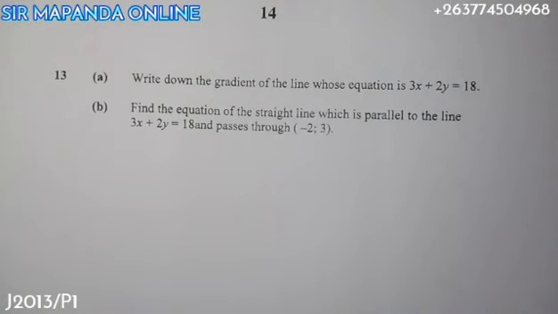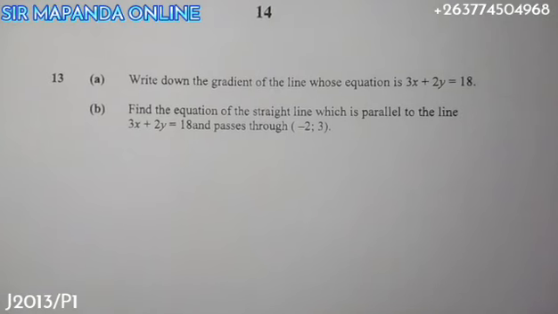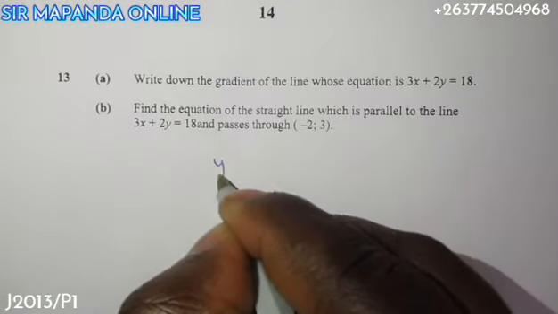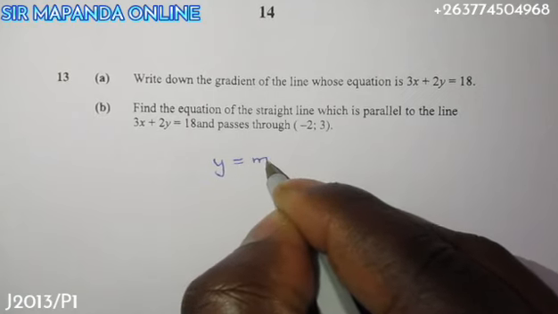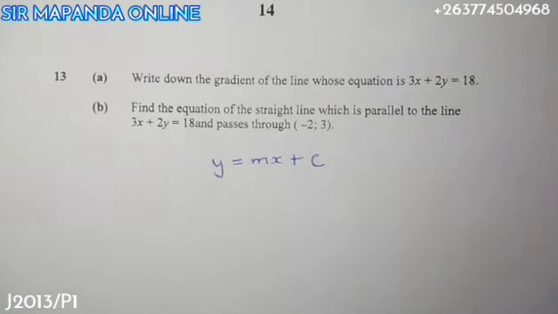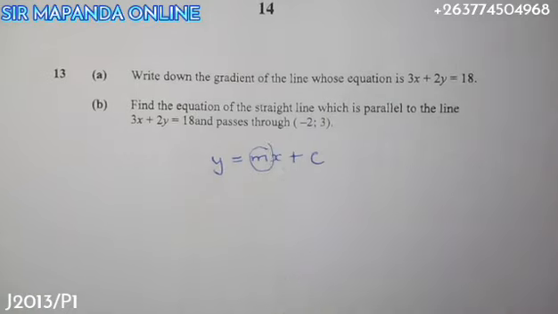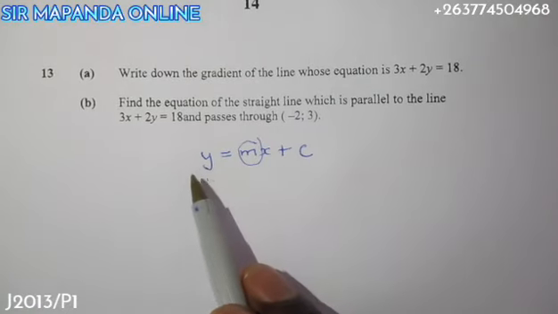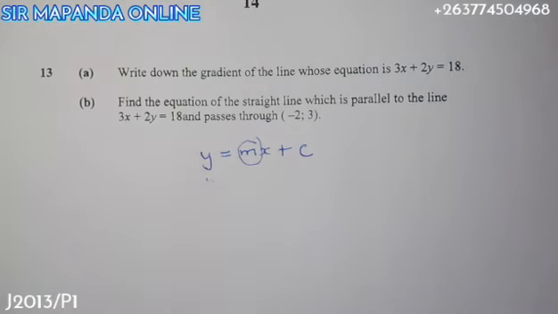Write down the gradient of the line whose equation is 3x plus 2y is equal to 18. So from the form of the equation of a line, y is equal to mx plus c, it simply means the gradient is the coefficient of x, provided y is the subject of the formula. So for you to identify the gradient, being given the equation of a line, you simply make y the subject of the formula. After making y the subject of the formula, the coefficient of x represents your gradient.